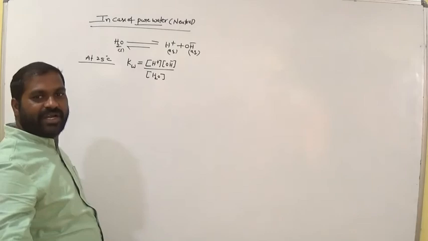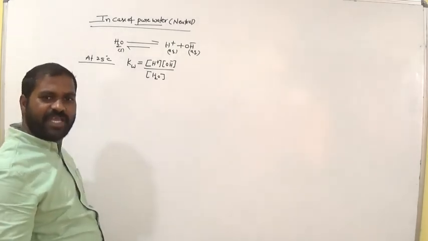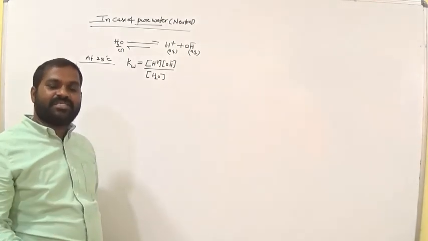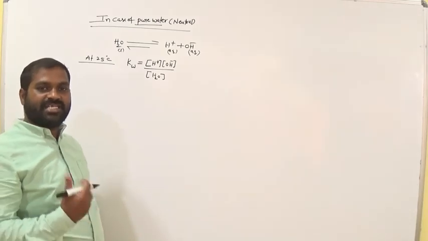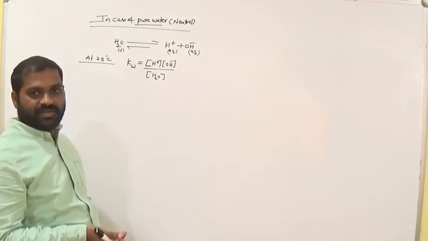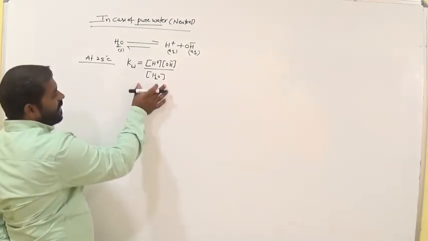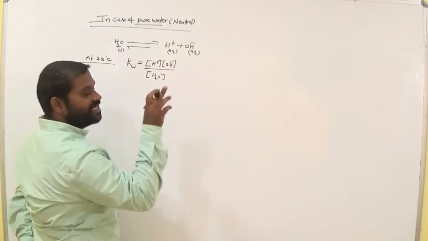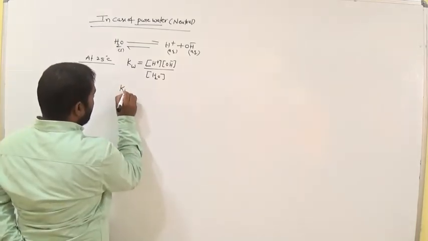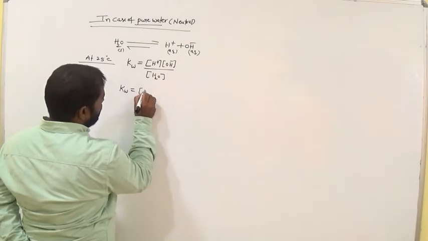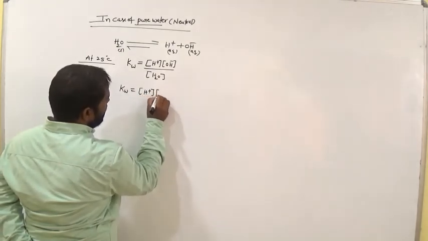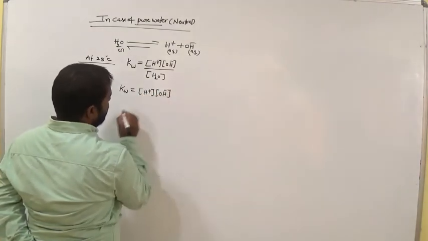And for pure solids also the molar concentration is 1. In case of liquids in vapors or gases, their concentrations are taken as usual. But for pure liquids the molar concentration is 1, already we discussed. So finally Kw equals molar concentration of H plus times molar concentration of OH minus, am I right?